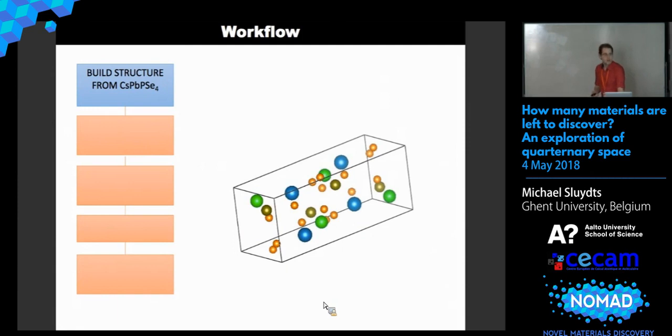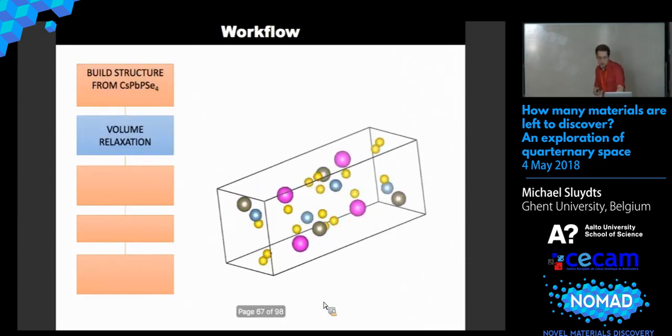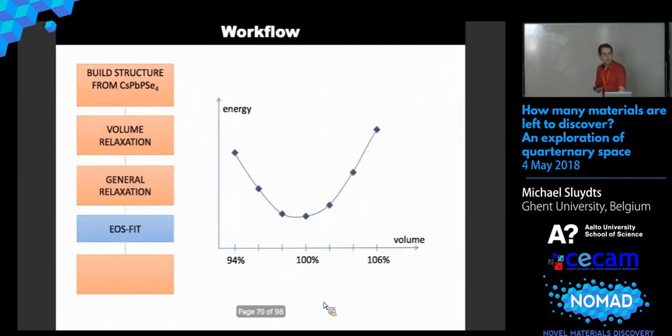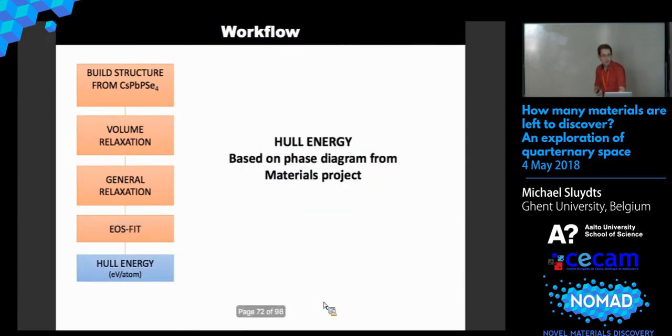Okay, so what does the workflow look like? So we take a template structure here, this cesium lead phosphoselenide. We replace the atoms, we scale the volume a bit, then we let VASP relax the volume again, adapt the shape and the internal positions. We still do an equation of state fit to get a nice equilibrium volume, and then finally we calculate the hull energy at a bit higher settings still.